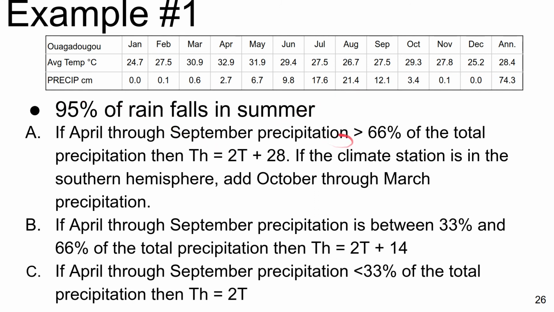So you can see the more rain falls in the summer, the higher the TH number is going to be. The drier it is, the higher the TH number, or the potentially drier, right? Because this is just temperature, which tells you how much evaporation you could expect.